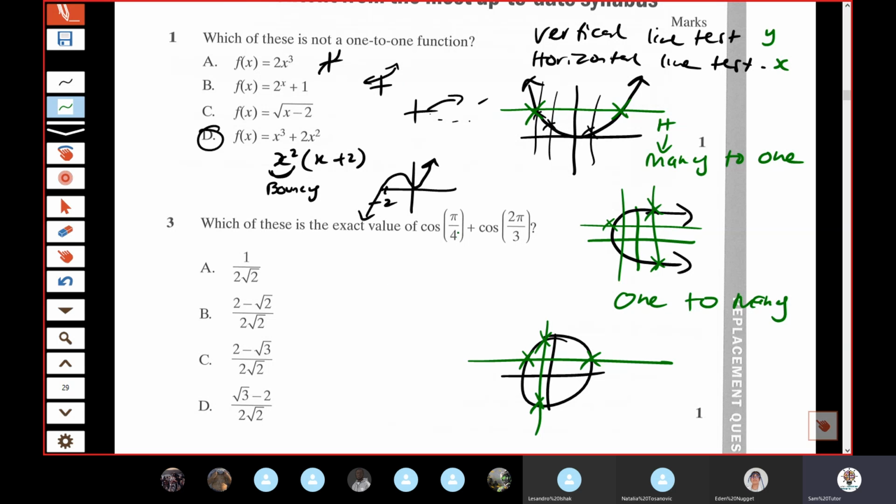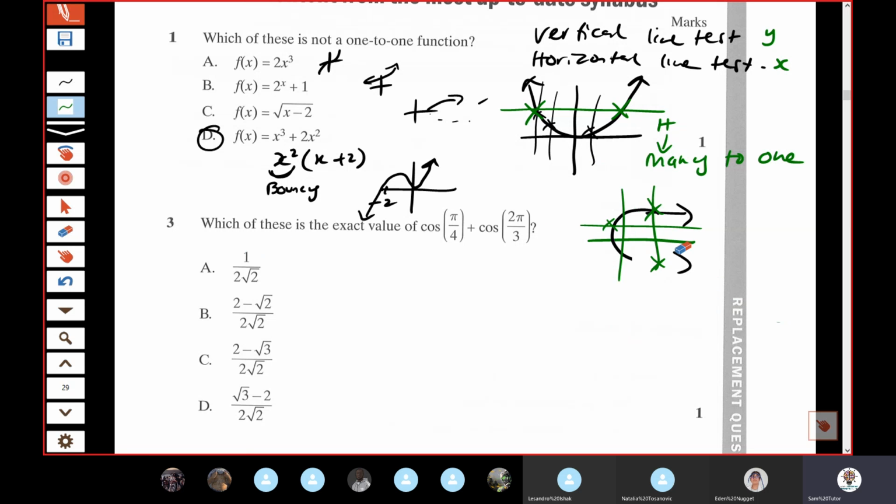All right, number 3. That was a nice revision because that was week 1 or week 2 of term 1, so a long time ago. Question 3. Which of these is the exact value of that? Just plug it into your calculator, right? Pi is 180 though. You got it out already?